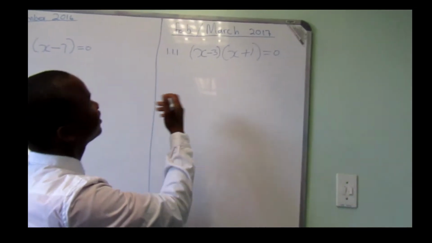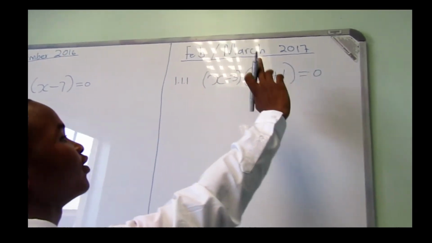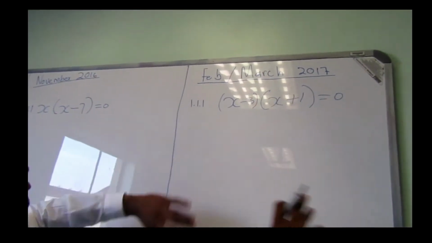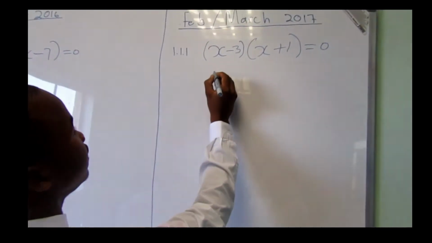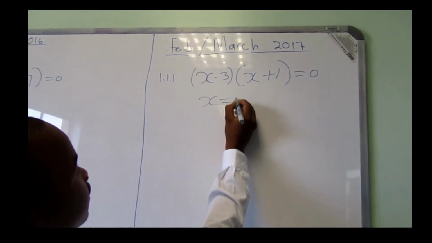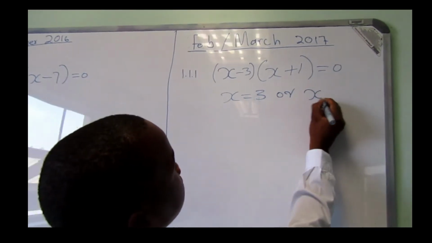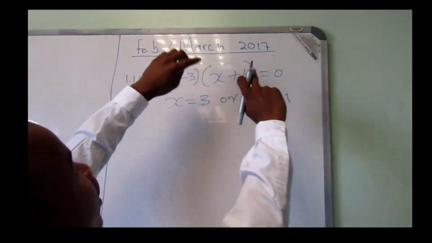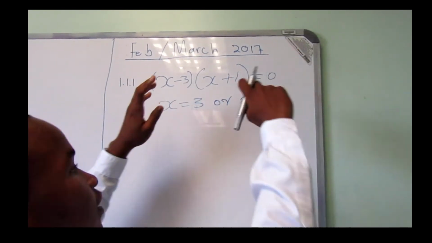The first question says x minus 3 into x plus 1 is equal to 0. In this equation, they've already simplified, well, factorized. The only thing you need to do is x equals 3, or x equals negative 1. Agree? When you take the 1 outside, it becomes negative.